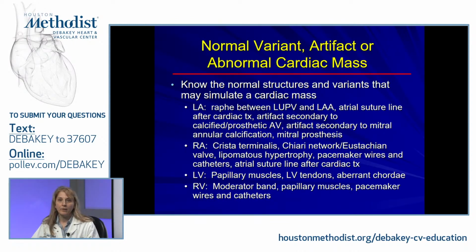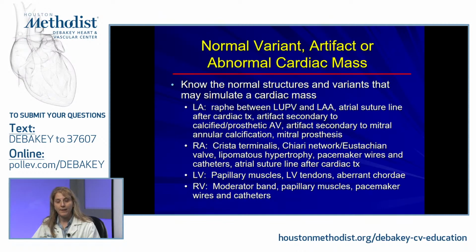In the right atrium, the crista terminalis can be especially prominent and may simulate a mass. The Chiari network and eustachian valve can also be prominent and calcified, which may make you think it's an abnormal cardiac mass. There can be lipomatous hypertrophy of the interatrial septum or the RA free wall. And of course, pacemaker wires and catheters can have lots of artifact associated with them, so you may think that they're abnormal masses. And the atrial suture line if it's a biatrial cardiac transplant.